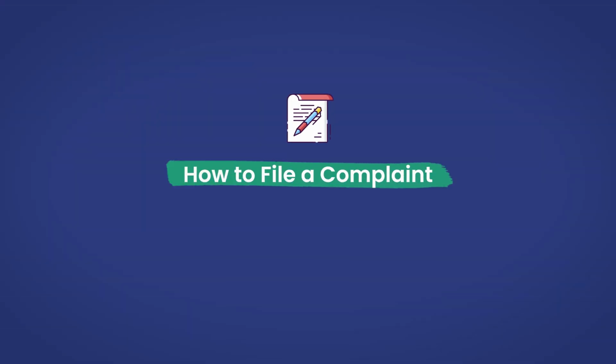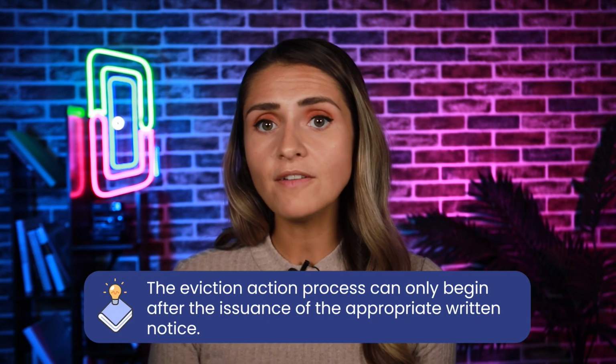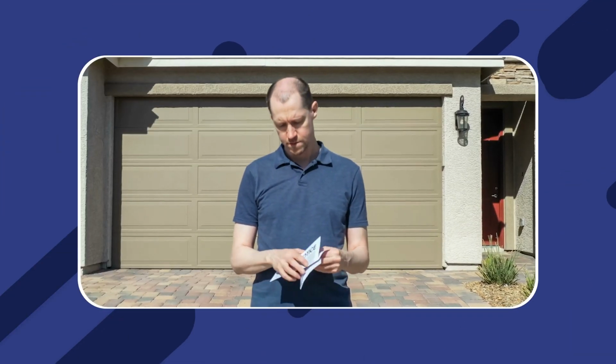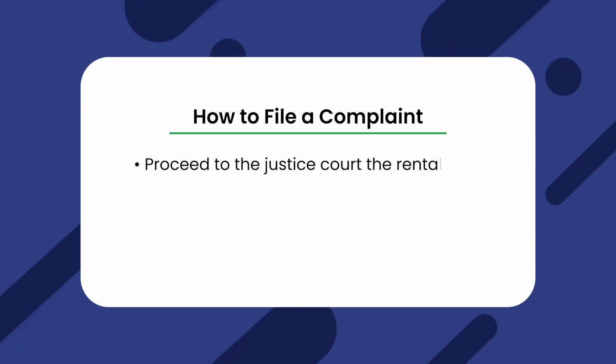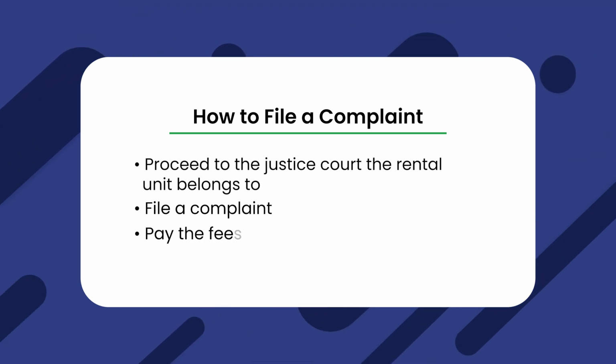How to file a complaint. The eviction action process can only begin after the issuance of the appropriate written notice. Enough time for the notice must have been allowed before filing for an eviction lawsuit. The process is as follows. Proceed to the justice court the rental unit belongs to, file a complaint, and pay the fees.